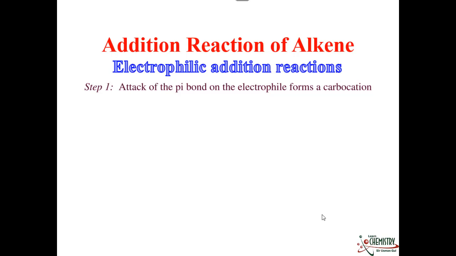The pi bond directly attacks the electrophile. So that is the main reason we say that the alkene gives an electrophilic addition reaction. Okay, let me show you how it happens. This is a very simple example of an alkene.